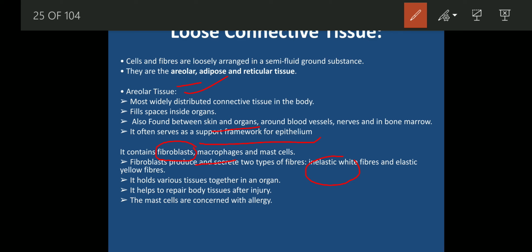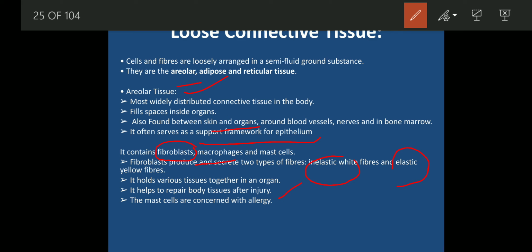While the other one is the yellow fiber, and the yellow fibers are elastic in nature. It means they are responsible for the stretchability of that particular tissue. Okay, so it is responsible for elasticity, or we can say stretchability, of that tissue. So it is responsible for formation of two types of fibers, yellow fibers and white fibers. It holds various tissues together, and it helps to repair the body during injury. So these are the functions of areolar tissue.